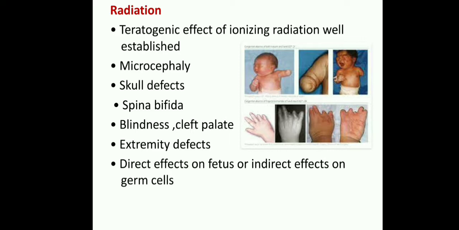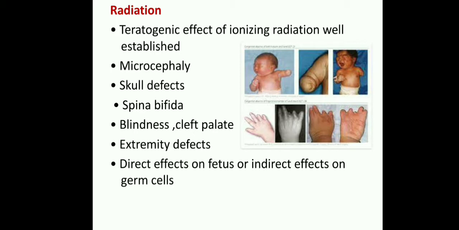Okay, small brain, small skull bones, also structural deformity of the skull. And then spina bifida. Spina bifida is also one of the structural deformities of the spine. The cerebrospinal fluid escapes through an opening. Okay, that is called spina bifida. It is also one of the congenital malformations.